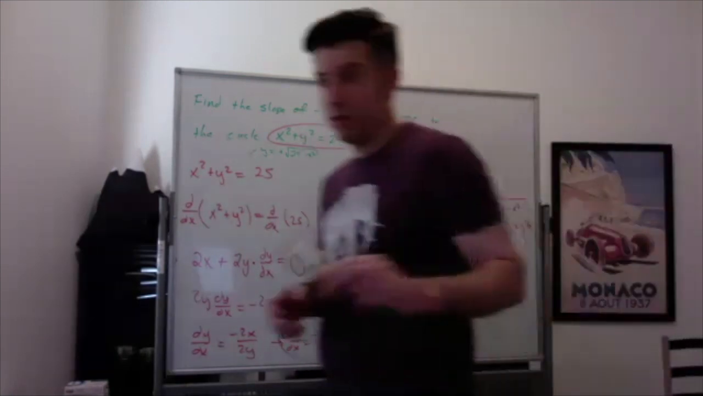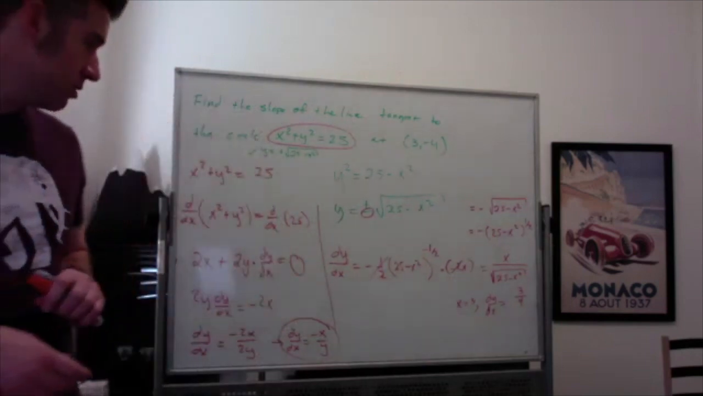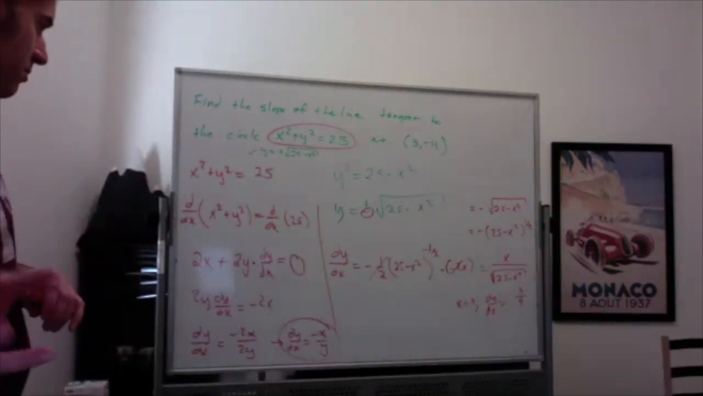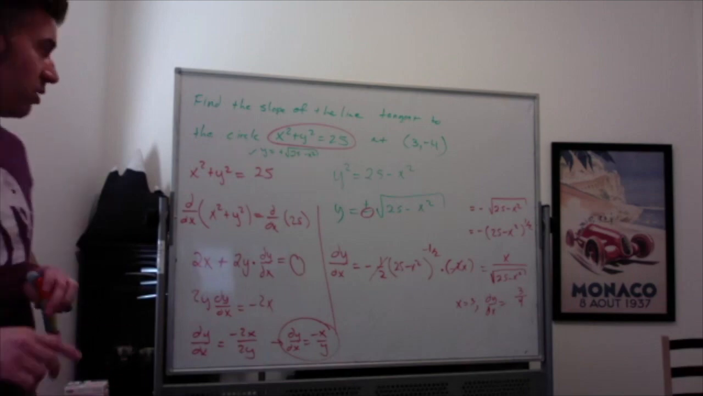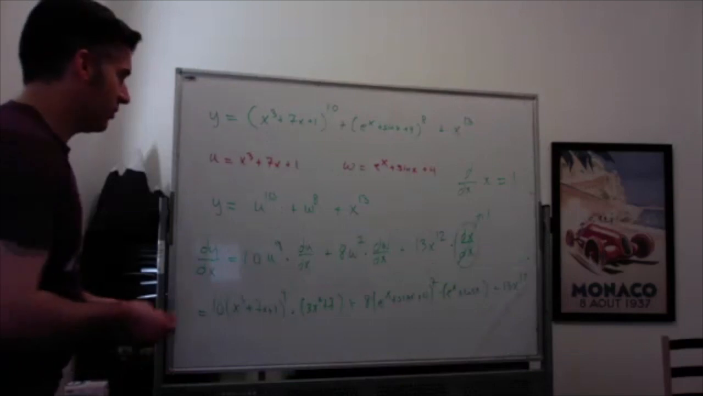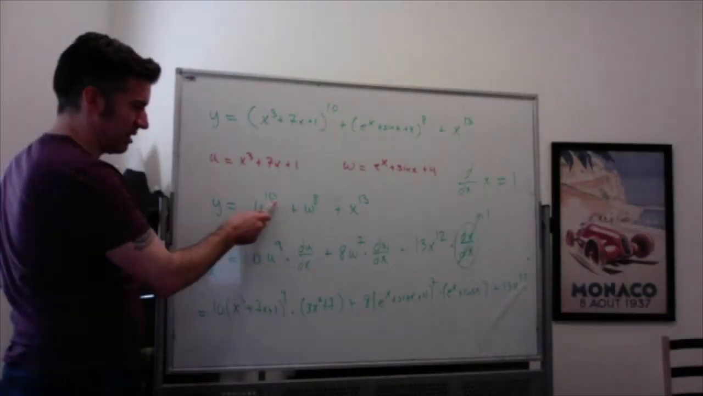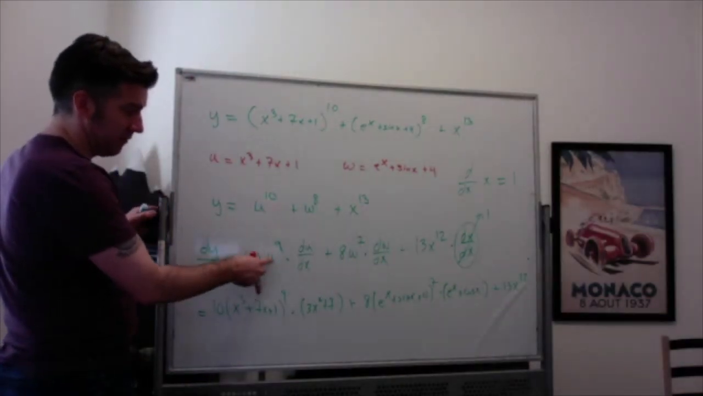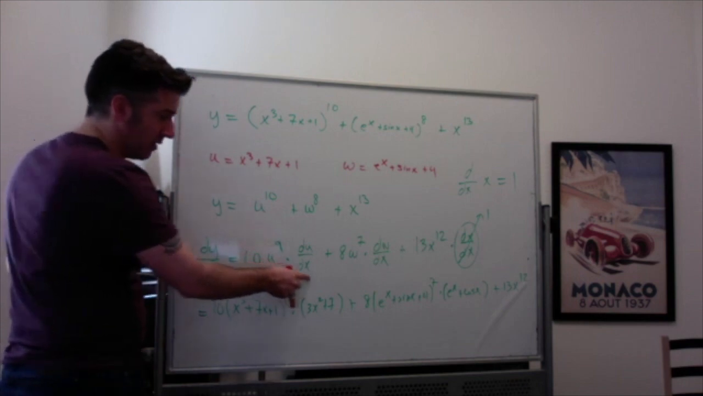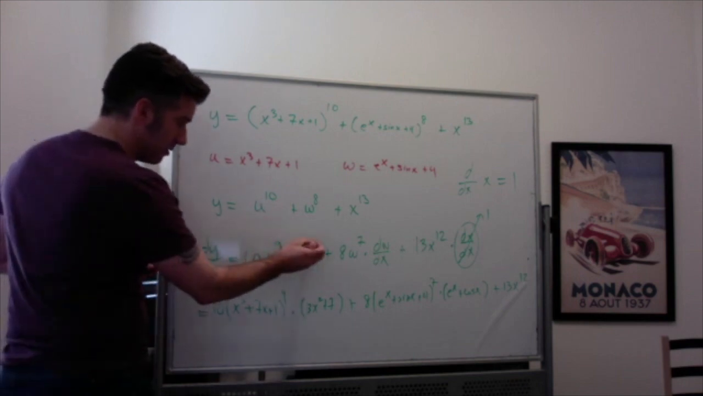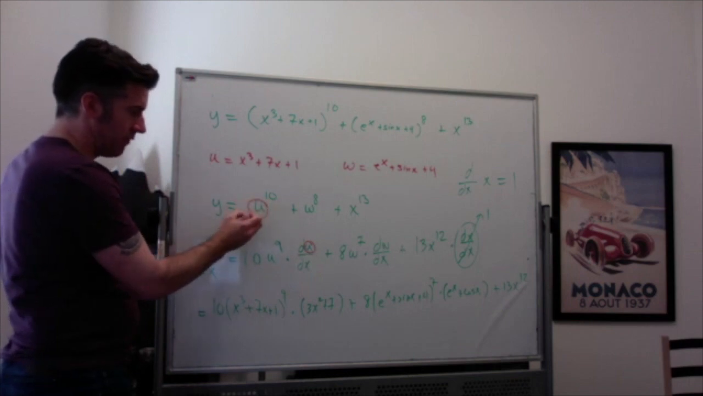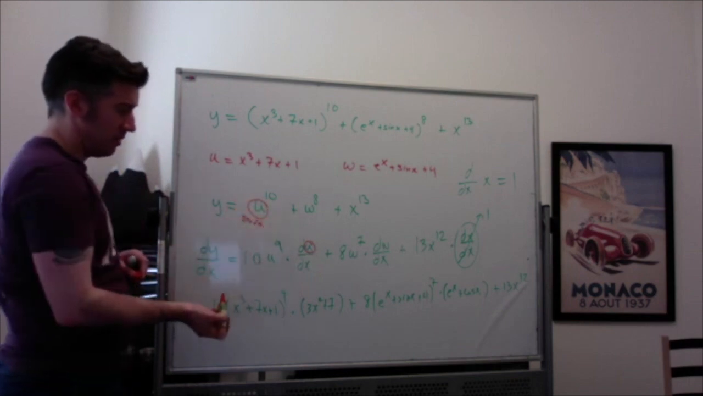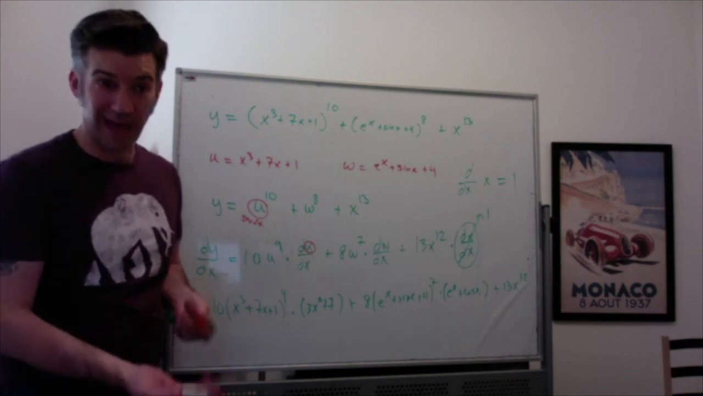Why would you have dy times dx for 2y? Whoa, say that one more time. You had 2y times dy dx. Why would you have the dy dx? Well, because of the same reason on the other side, that when I took the derivative of u to the 10th, I got 10 times my stuff to the 9th times the derivative of my stuff, right?